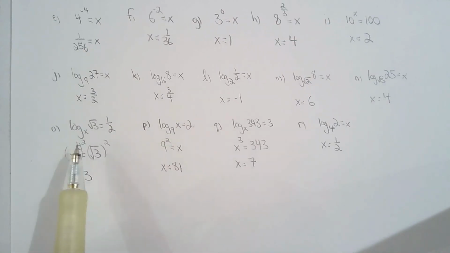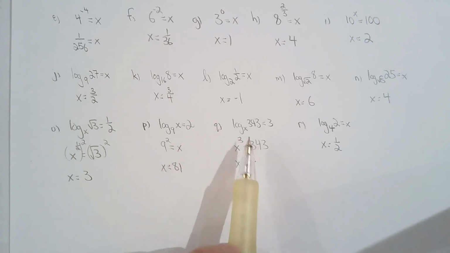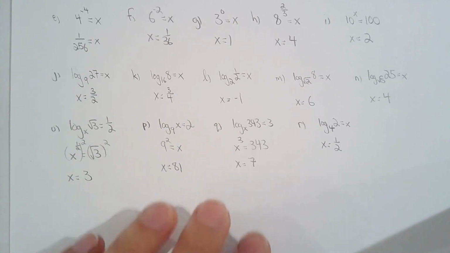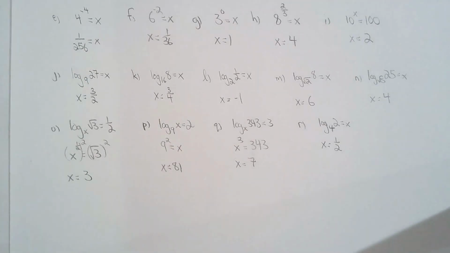So for O, I'm solving for the base of the logarithm. For P, I'm solving for the argument, so exponential form. When you solve for the base, you have to change it to exponential form, and then for Q, I have to cube root both sides. For O, I have to square both sides. Okay, so take your time, look through the answers, and if you have any questions, you can leave a comment.